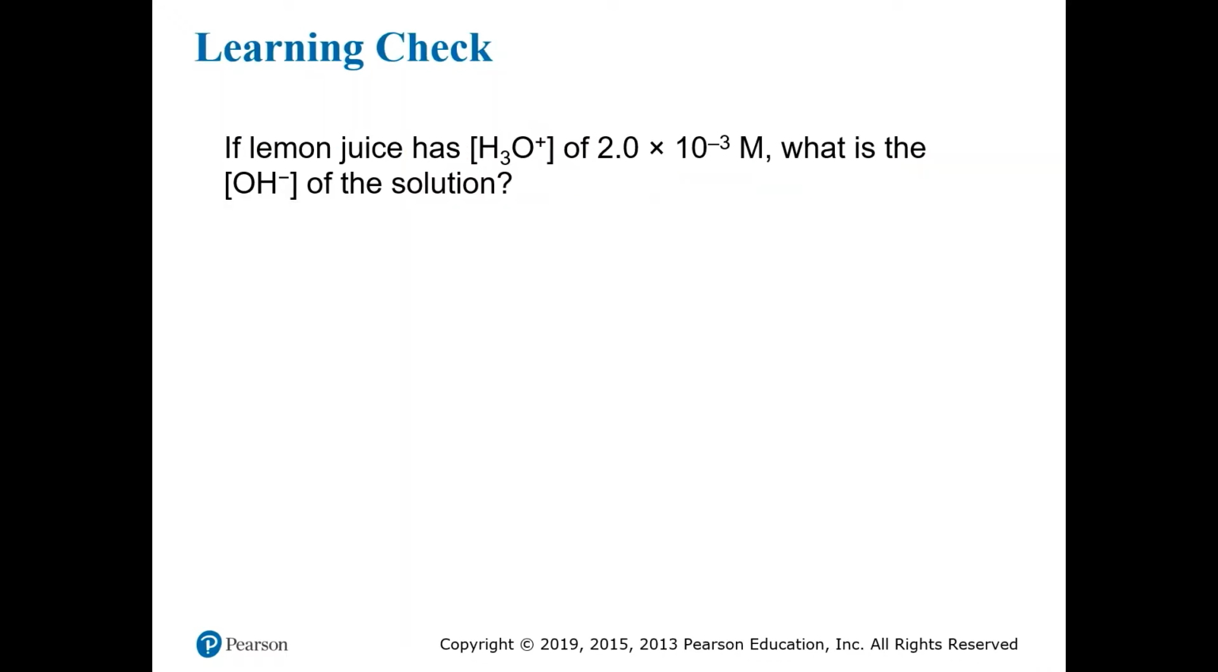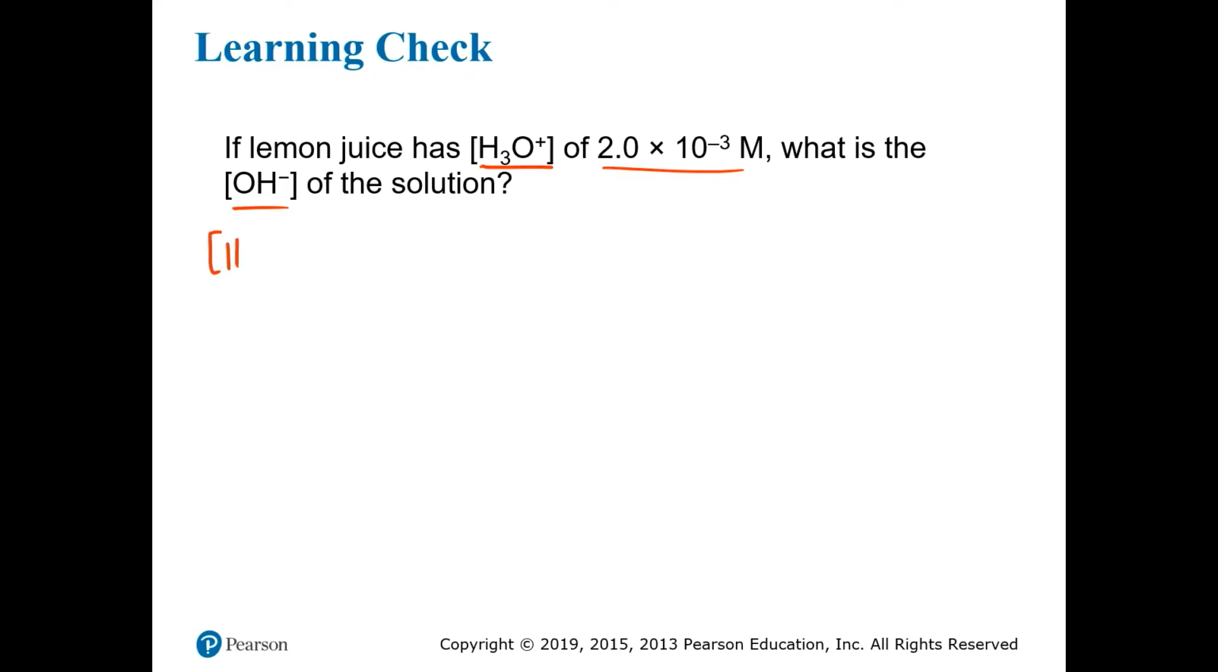Let's do another example where this time we're given the concentration of hydronium, 2 times 10 to the minus 3rd, and we're asked to find the concentration of hydroxide. Again, it's useful to predict whether this solution is acidic or basic, and therefore what our answer should be, or what range our answer should fall into.